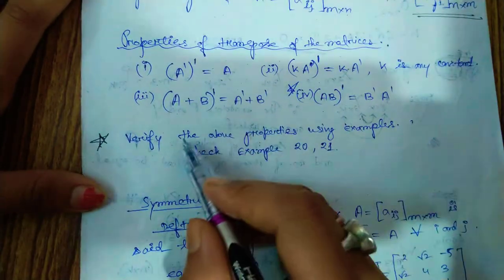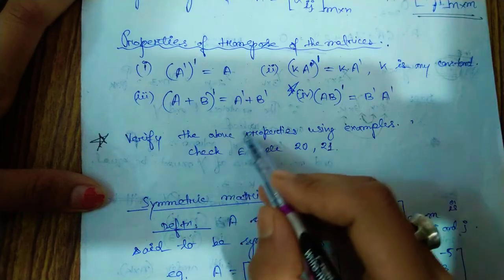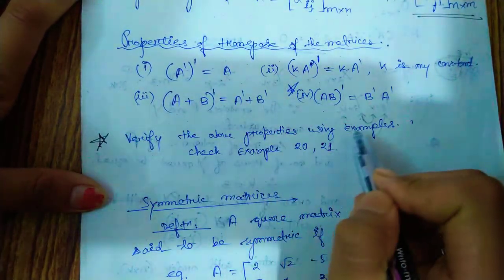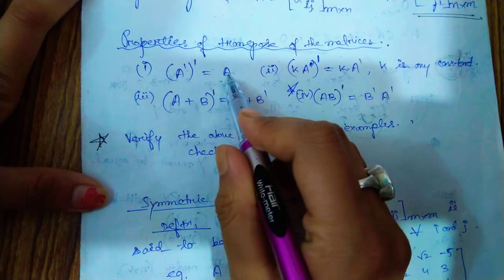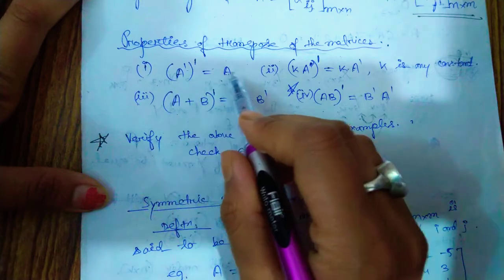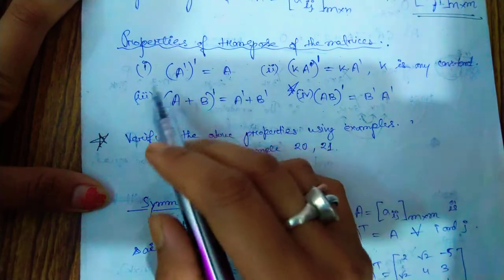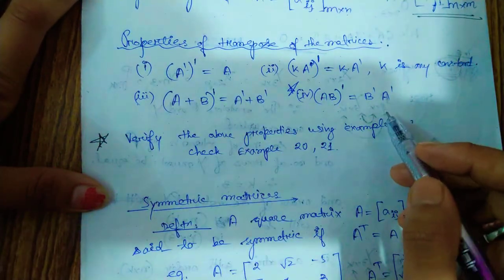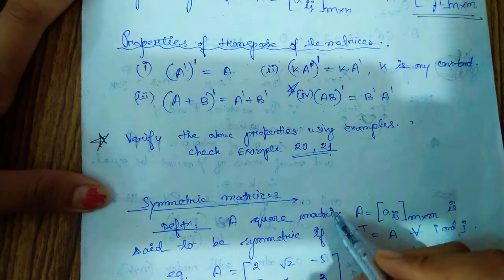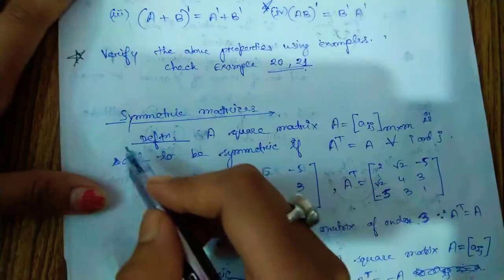Now it's your homework to verify all these four properties by using examples. Take any matrix A, take any matrix B, and prove left hand side equals right hand side for each of the properties. See these two examples. Next, symmetric matrices.